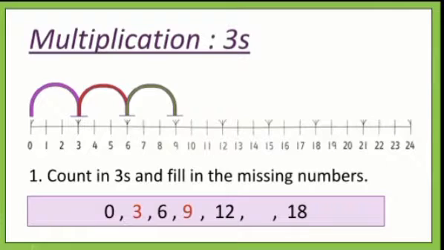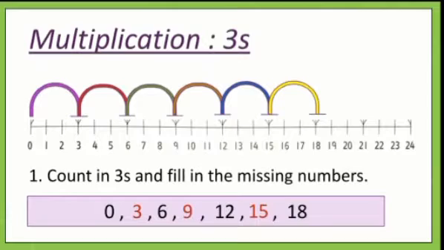Now count in threes again. The next number will be 12. Then 15. Fill in the missing number 15 here. Then again when we count in threes, yes, 18 will come, and so on, like 21, then 24.